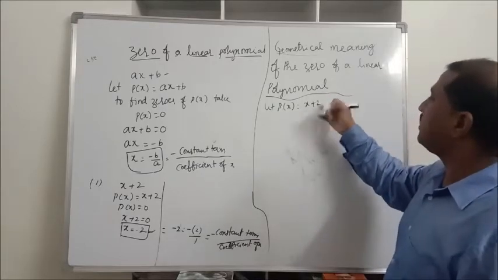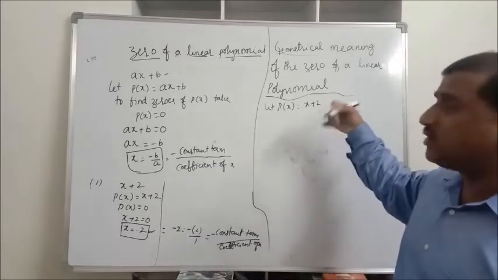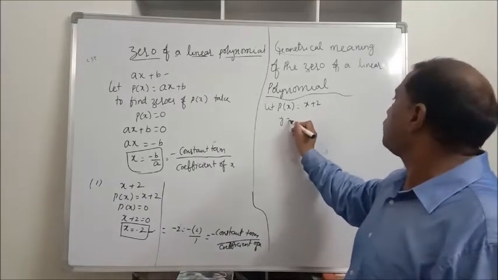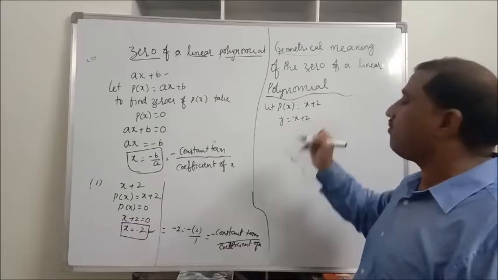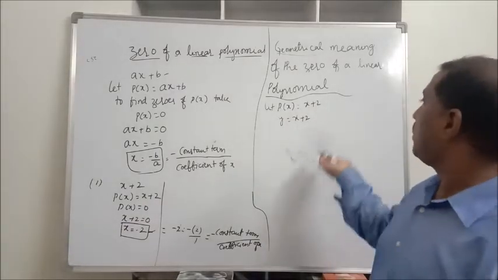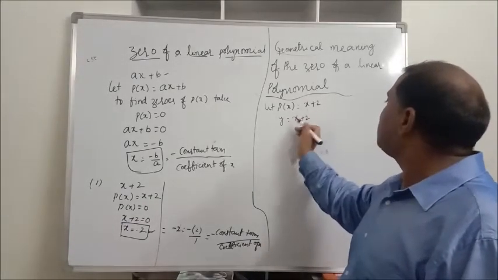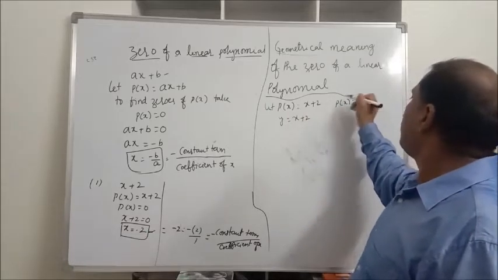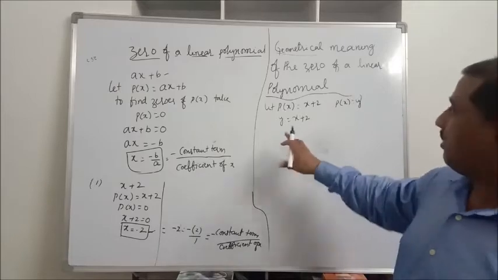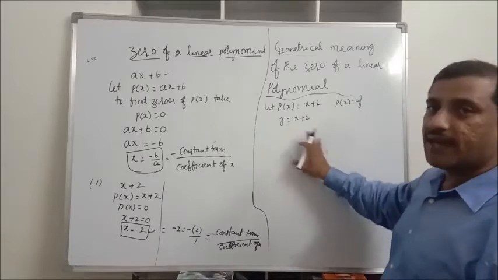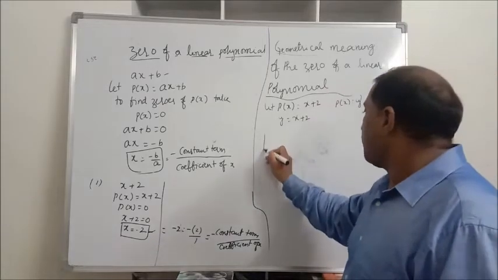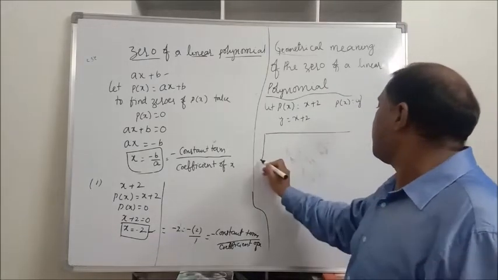So convert this into a linear equation in 2 variables. For that we take y is equal to x plus 2. Here y is nothing but p of x. We are writing the polynomial in 2 variables, x is 1 variable and y is 1 variable. To draw the graph, first we have to write its ordered pairs.